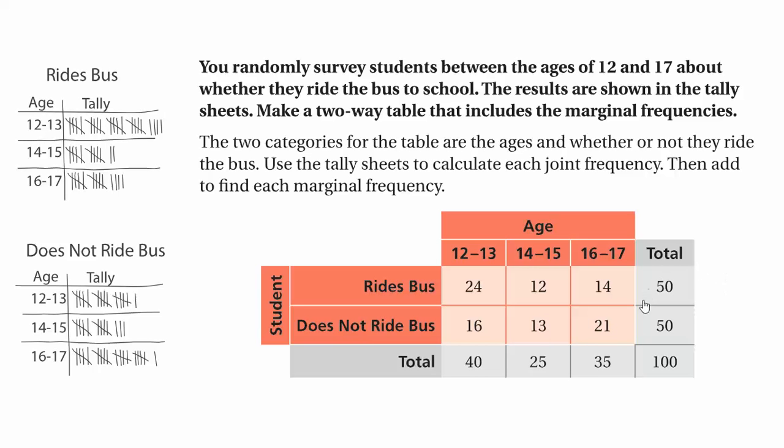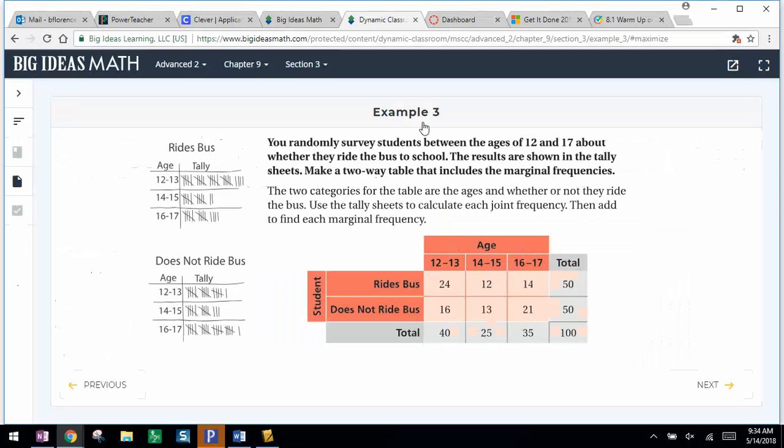And then your marginal frequencies are the totals right here, but they both should add to 100. And if you did those correctly, they would add up to 100. So if you think you understand this one, I've got one more to show you.